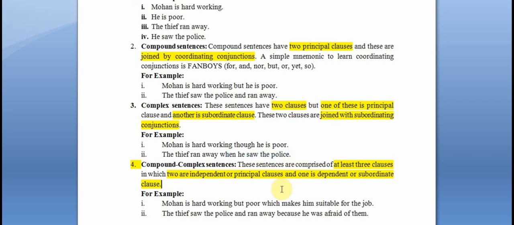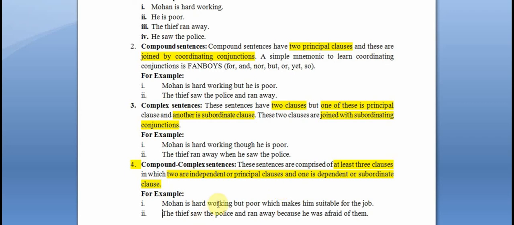Next we have compound complex sentences. Now compound complex sentences are the combination of compound and complex sentences. In this type of sentences we have at least 3 clauses and among these 3 clauses 2 are independent or principal clauses and 1 is dependent or subordinate clause. Now look at the examples.